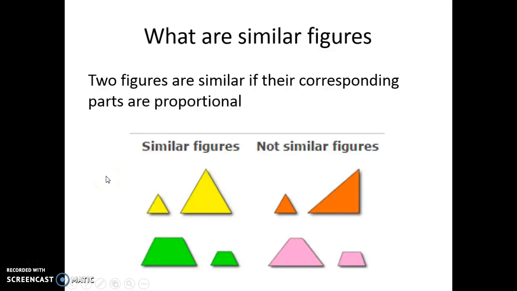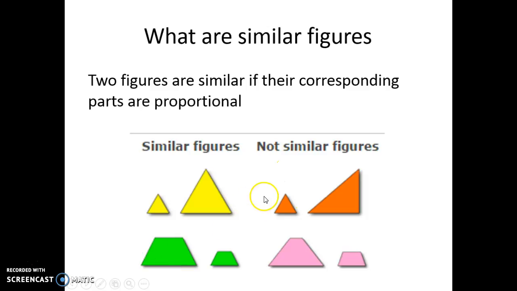Similar figures are two figures that are similar because the corresponding parts are proportional. Okay, so they're not going to be the same size necessarily, but they will be the same shape. So on the left, you can see some examples of similar figures. A small equilateral triangle and a large equilateral triangle. Another example would be a large trapezoid here and a small trapezoid here. They're the exact same shape, not the same size, and if there were numbers here, we would see that they are proportional.